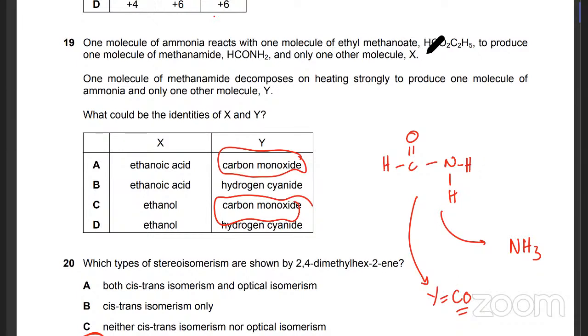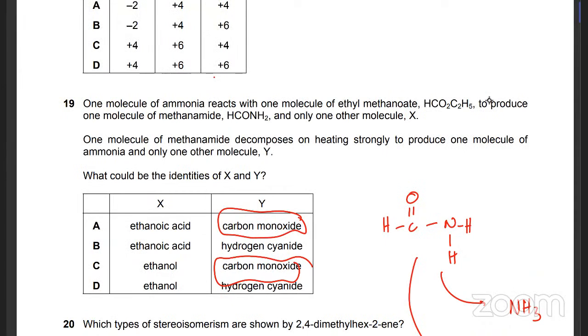The X is something else. He's saying that 1 molecule of this thing reacts with 1 molecule of NH3, and produces 1 molecule of methanamide, that's HCONH2. So again, what is left? And 1 other molecule. So one of this reacts, produces exactly 1 of this, and 1 molecule of X. So what is X? What's left? I've got 2 carbons left, right?